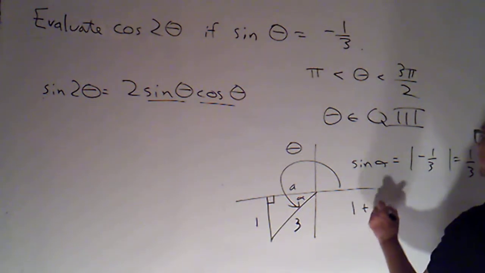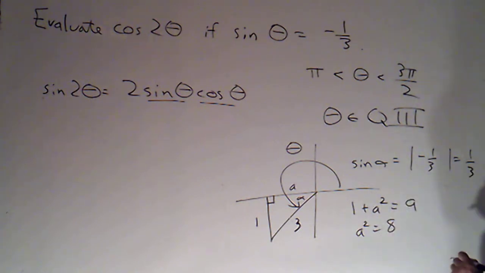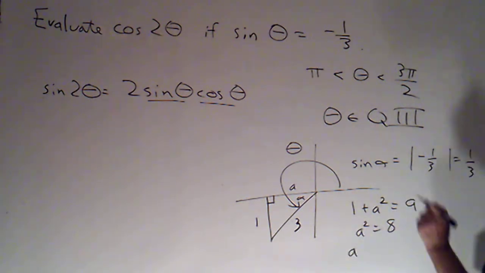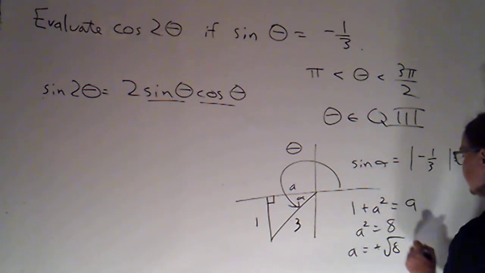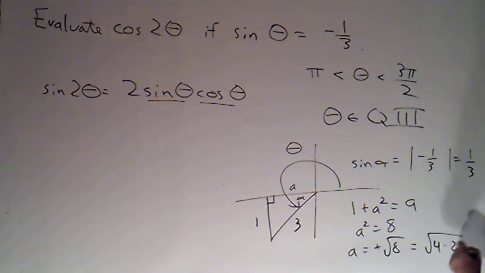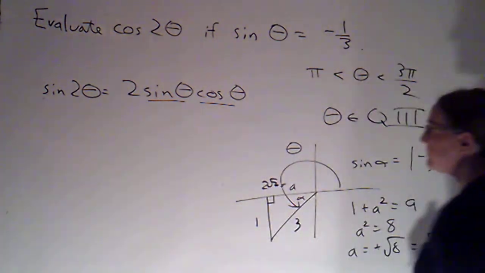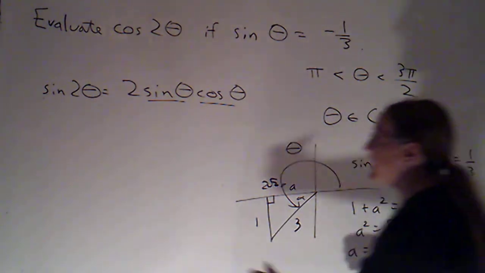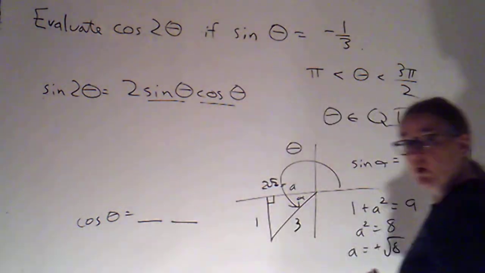So 1 plus a squared is 9. A squared is 8. A, since it's a side length, is positive root 8. And I can simplify that because that's root 4 times 2. And of course, root 4 is just 2. So that's going to give me 2 root 2. Fabulous. So then I can say cosine of theta, my usual 2-step process.